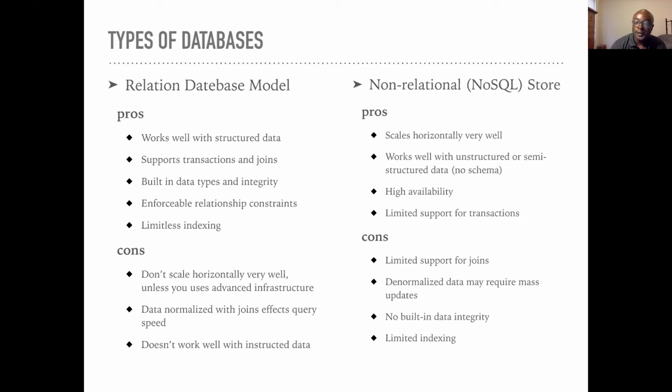Cons: you're not really able to use joins in a NoSQL database. In that regard, data is highly denormalized, which may require you to do mass updates. Say you have a product name and that product is referenced in multiple tables, you have to update that product name in multiple tables. And there's not as much data integrity enforced at the database level. You have to enforce it in your code. And there's limited support for indexing.